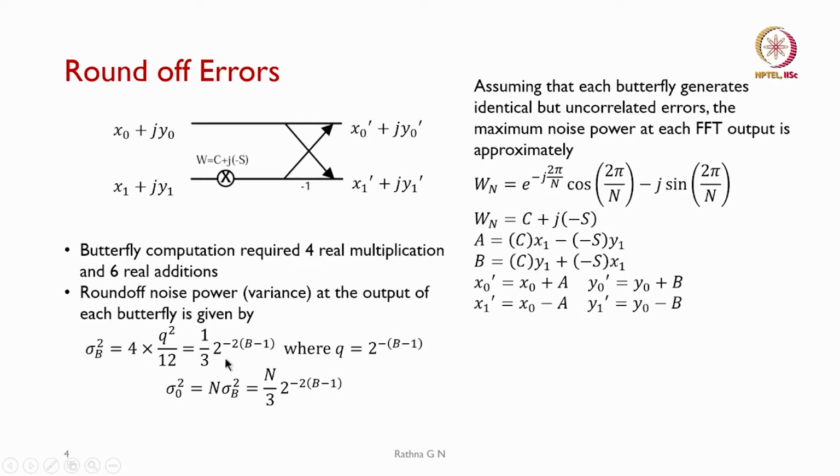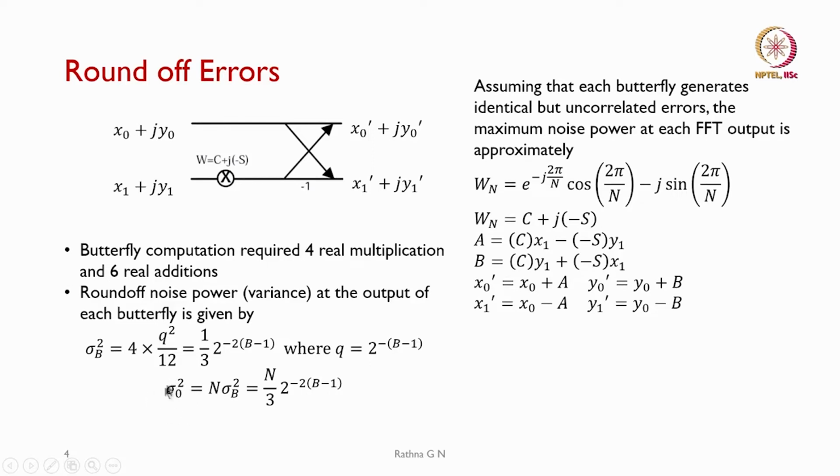It becomes 1 by 3 into 2 to the power of minus 2 into b minus 1, and this is at each butterfly. Then we have how many butterflies we are going to have. Although n minus 1 is the number of stages we are going to have, we have rounded it off to n.